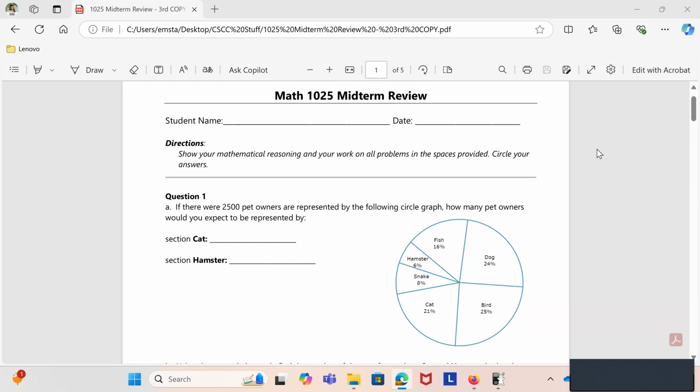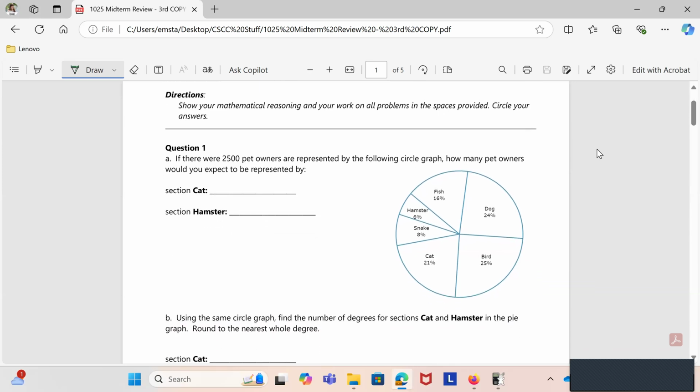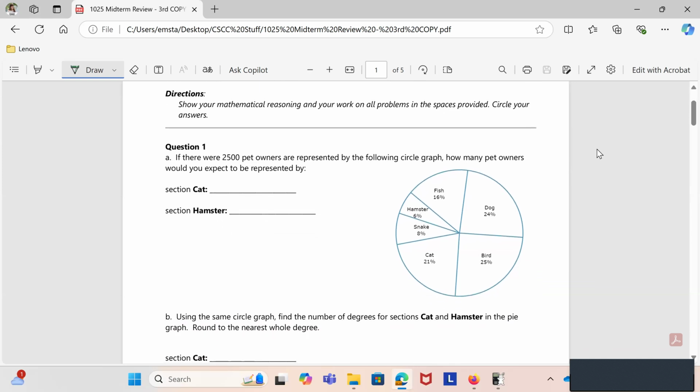So the one that's under the midterm and final review tab is very, very similar to what you're going to see in your actual midterm. So I just want to work through these and answer any questions you have, and then I'll stop the recording, and then we can do any extra questions you may have beyond that. So question one is definitely like one on the test. Like I said, I've graded about 7 or 8 tests so far, so I have a better idea of what's on it. This one says there are 2,500 pet owners represented by the circle graph.